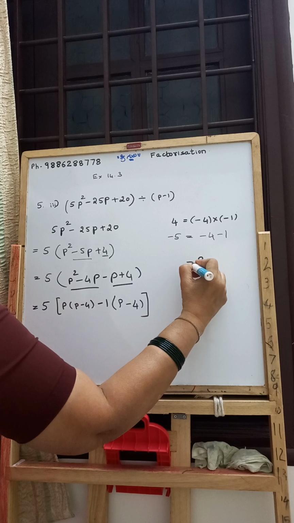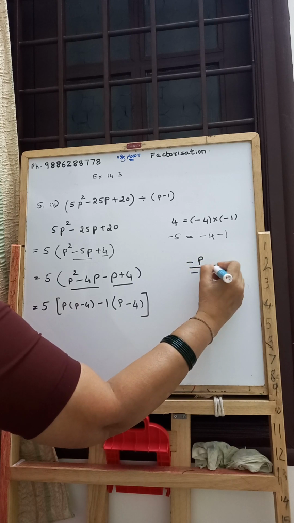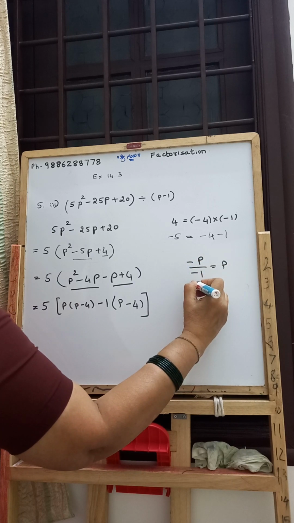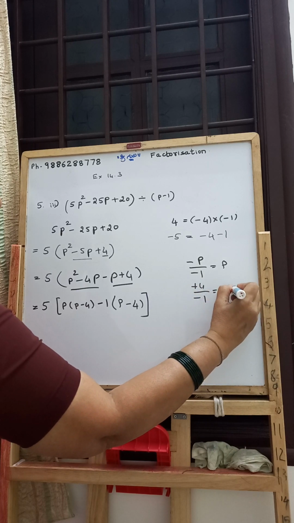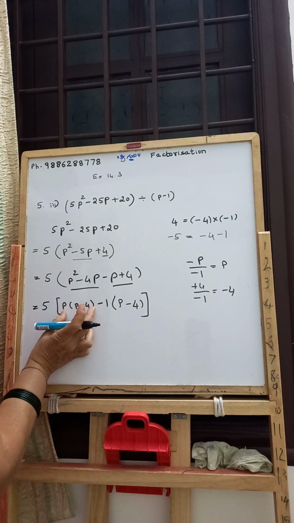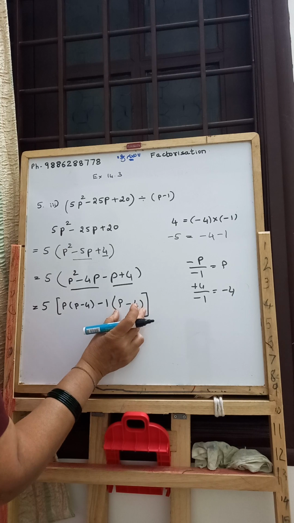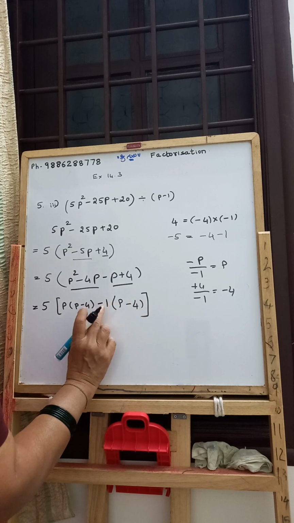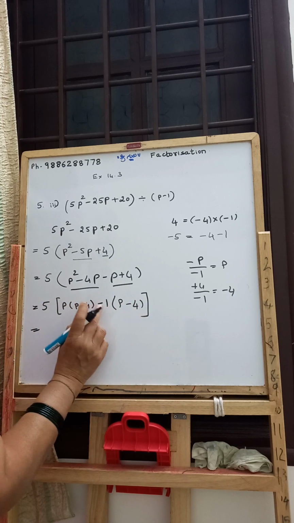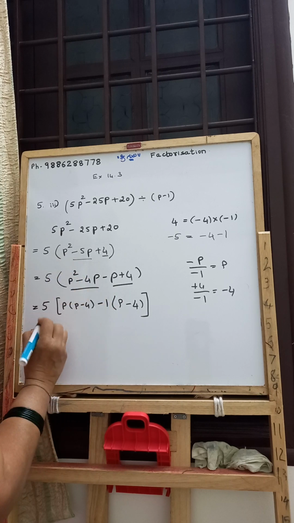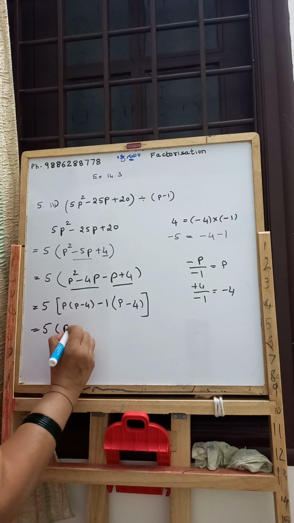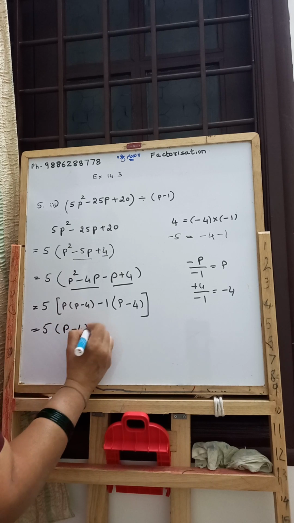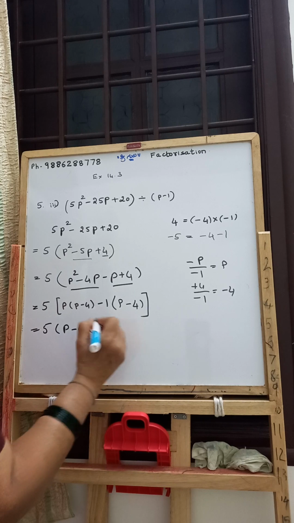Because we have a factor in the first term as p minus 4, we get p minus 4 here also. For that, you have to take minus 1 outside. We should be very careful with signs. So we get 5 into bracket p minus 4 into another bracket p minus 1.